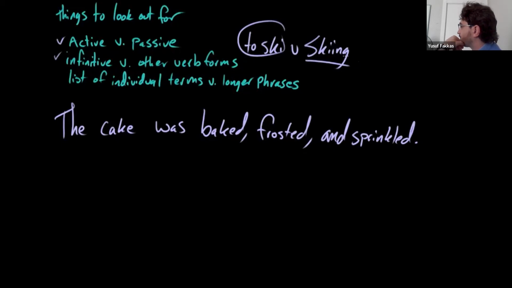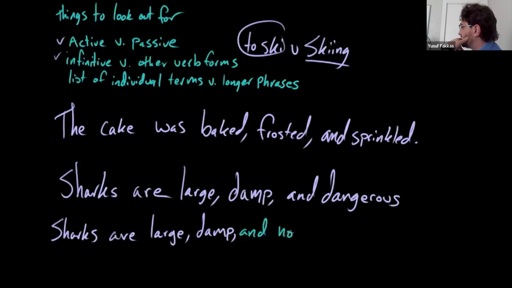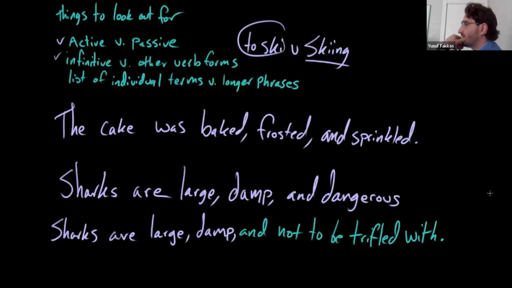And then lists of individual terms versus longer phrases. So if you are describing something with a string of adjectives, be careful when you follow it up with a longer phrase. For example, sharks are large, damp, and dangerous. Those are all just short individual modifiers, as opposed to sharks are large, damp, and not to be trifled with. And look, again, we're not saying this is not a grammatical sentence. It is. And sometimes you may want to break parallel structure in order to have some sort of particular effect.